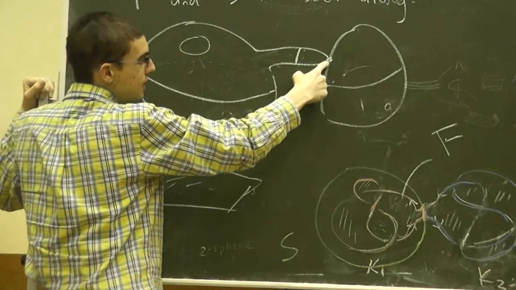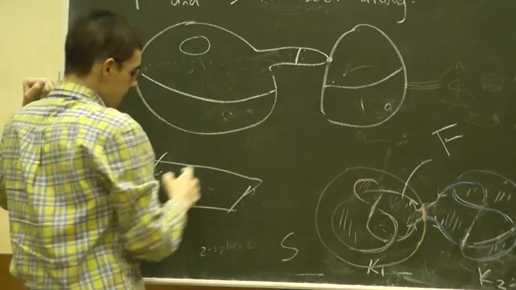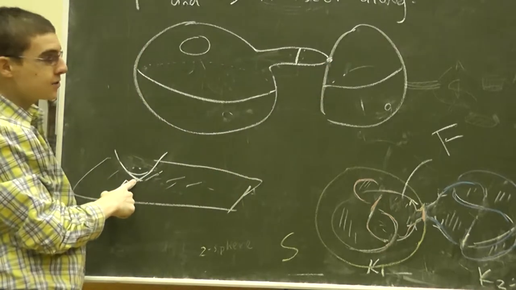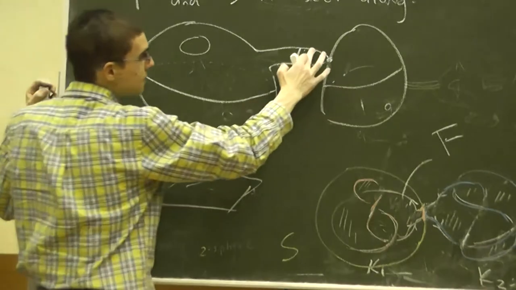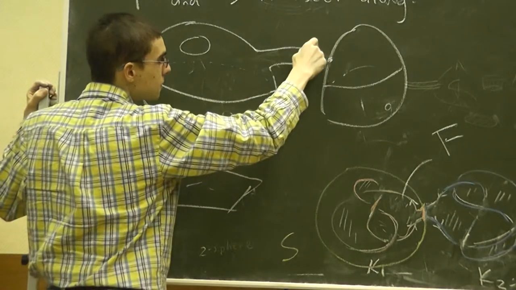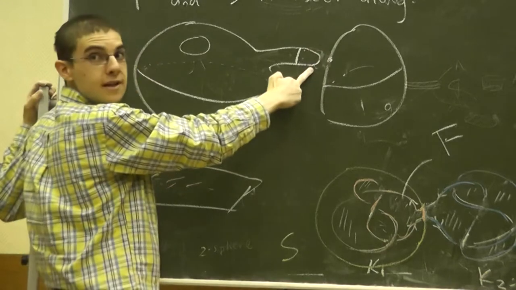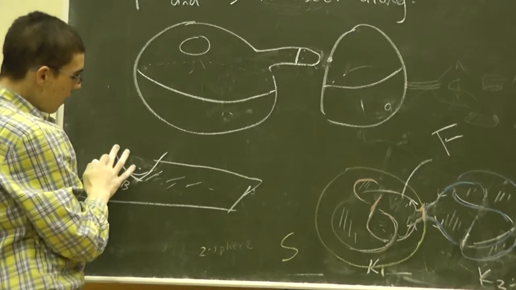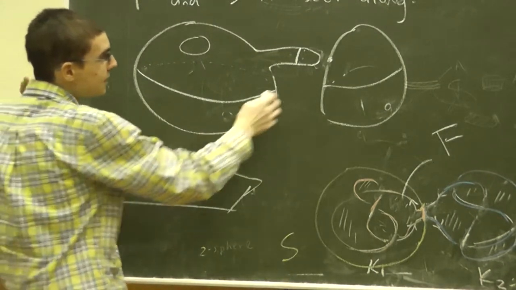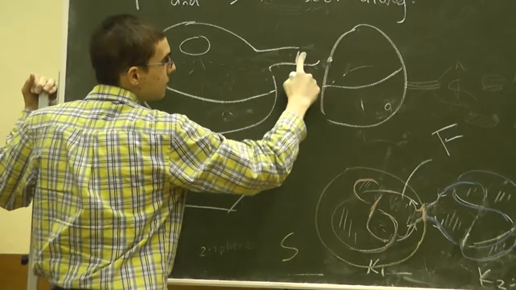Then this point is not in the boundary, so I could modify my surface, the interior of my surface, so that I don't get an intersection. Okay. How else could the surfaces intersect? How could these guys intersect? They could poke all the way through.